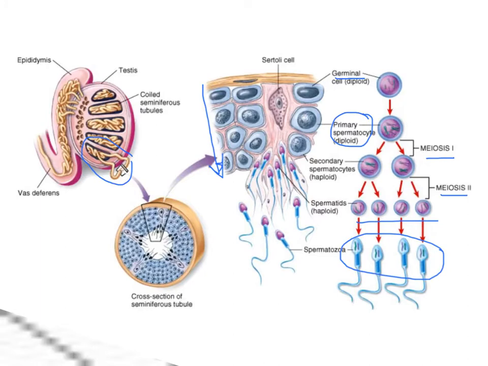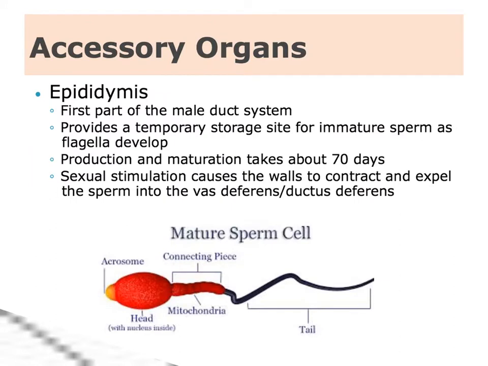You can also see in this diagram how your seminiferous tubules then become the tubules of the epididymis that then become the tube that is the vas deferens. So this is an all-connected system. The epididymis is the first part of the male reproductive duct system, and it provides a storage site for immature sperm. And in this place, sperm develop a working flagella and do the final refinement down to this very streamlined, mature sperm cell.